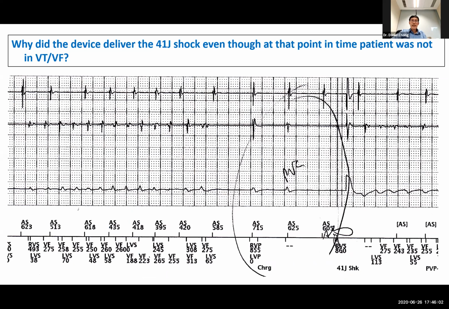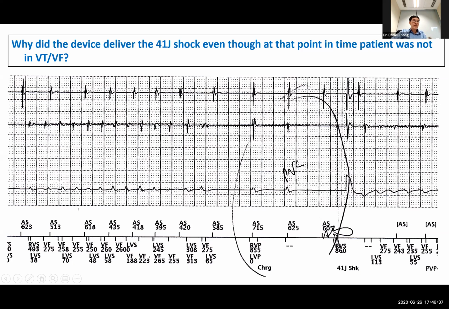Okay, the next question is on this slide. In this particular case, why did the device deliver the 41? This patient is a continuation of the patient's previous episode. The previous episode happened, then after a couple of seconds, this episode happened. So another episode of a non-sustained tachycardia, after which you can see that a 41 joule shock was administered.